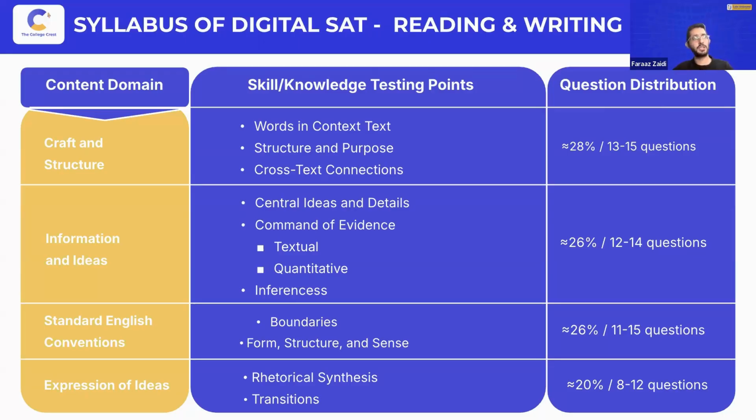Now, the key strategic takeaways would be that craft and structure, and information and ideas will take more than 50% of this section. So focus on reading comprehension and textual analysis. Grammar rules and punctuation contribute approximately 26%. So a strong grasp of English conventions can give you a boost in scores.